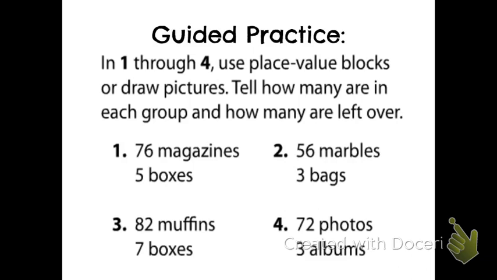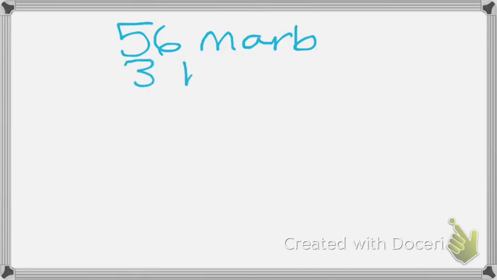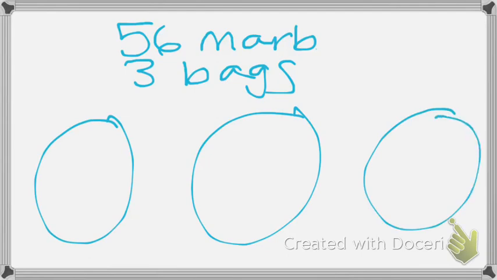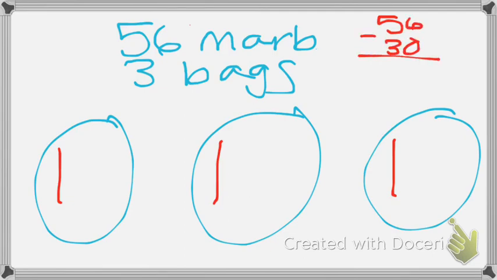Let's take a look at the next one. Now I'm looking at 56 marbles in 3 bags. So this time I've got my 3 bags. I always like to start with my groups of 10. So I do 10, 20, 30. Again, taking away 30 from my 56 to see what I have left over, and I've got 26 left over.